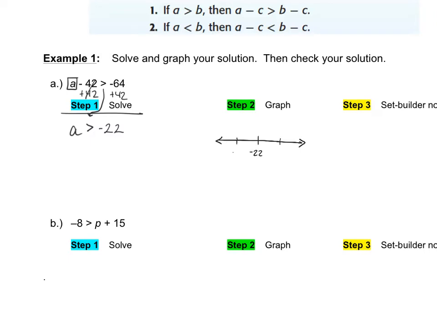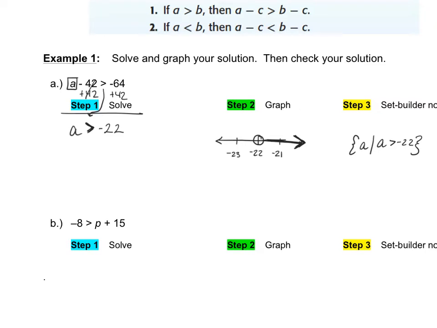So negative 22, to the left of negative 22 on a number line is negative 23, and to the right would be negative 21. Greater than is not equal to, so it's an open circle, and since it's a greater than symbol, it's pointing to the right, it's going to match our arrowhead, and so that is my graph. For set builder notation, for all values of a such that a is greater than negative 22. So another.